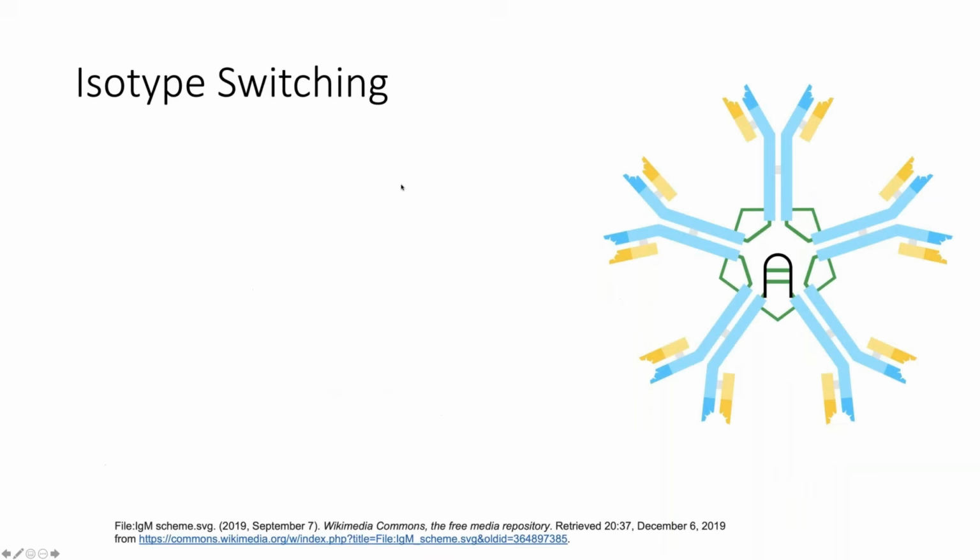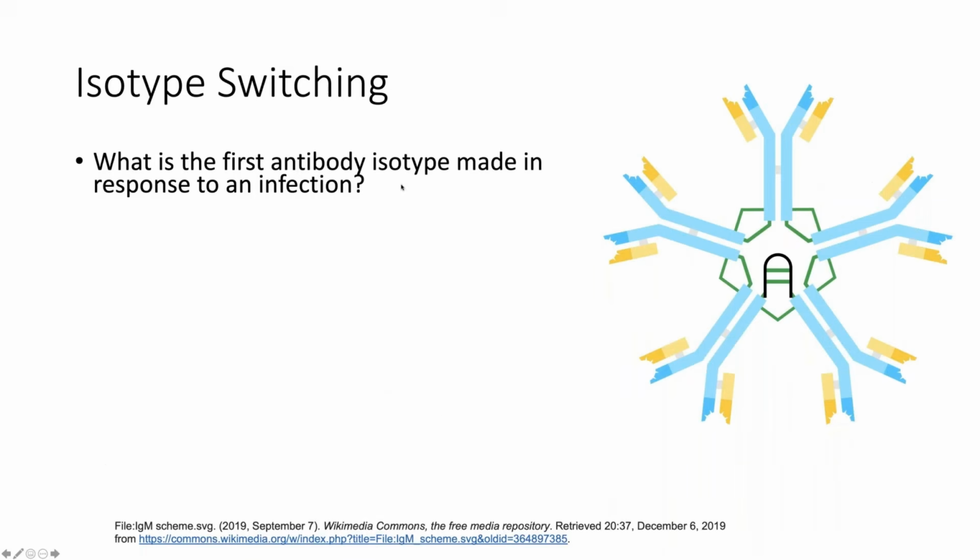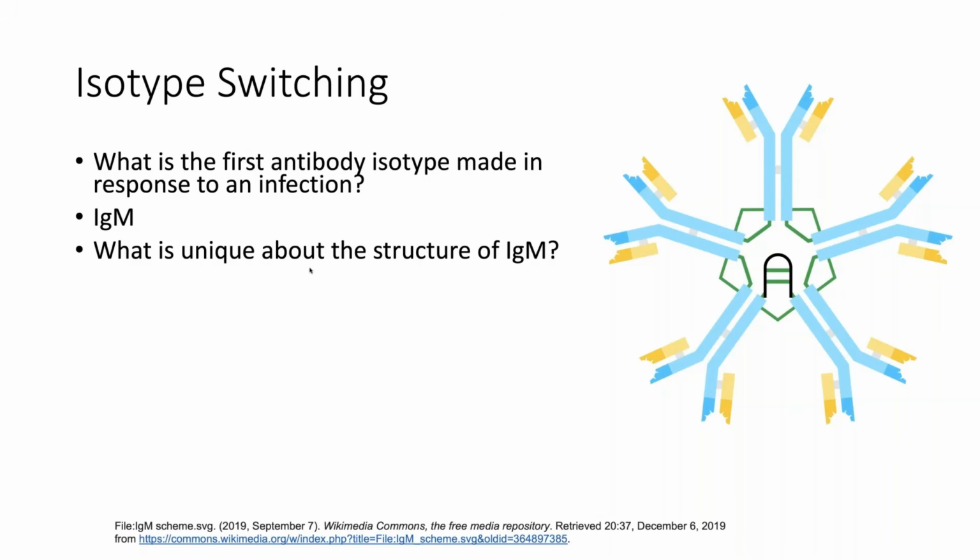So bear with me. Satya, what's the first antibody isotype that's made in response to an infection? IgM. Always IgM. Good. So what's unique about the structure of IgM? It's a pentamer.